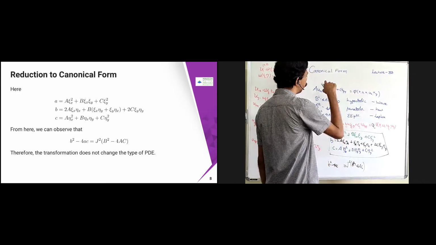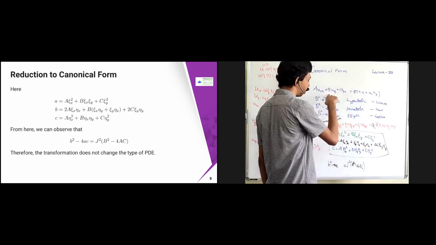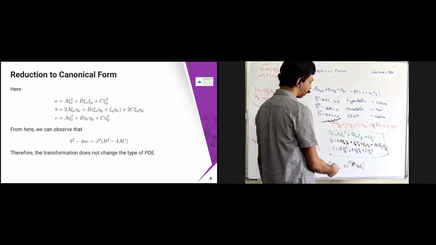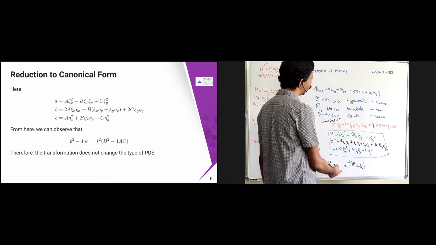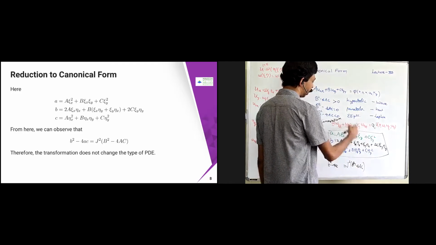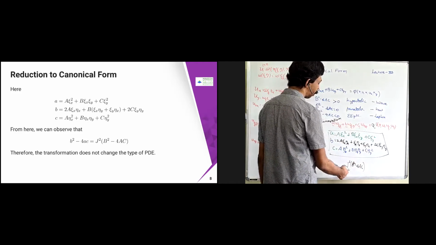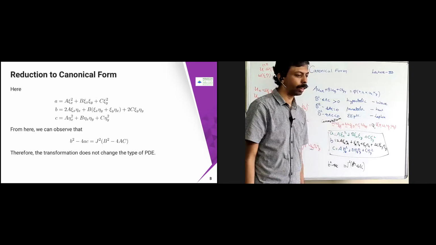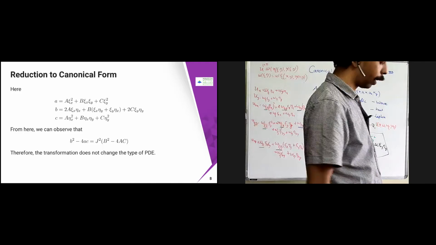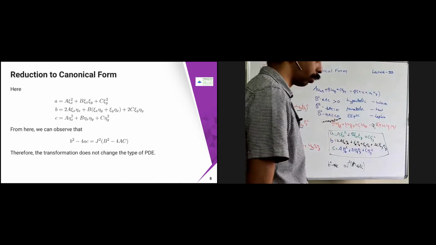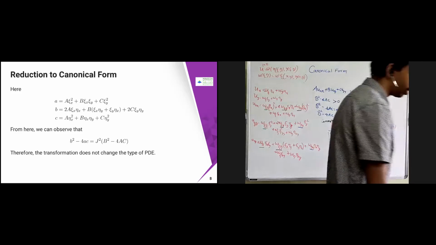Therefore, if it is hyperbolic in the given coordinate system, once you transform using the canonical coordinate system, using other variables, you are going to get a hyperbolic PDE. If it is parabolic, again this is going to be 0. If it is elliptic, this is going to be less than 0, since j square is already a positive number. So it is not changing the type of the PDE at all. If it is hyperbolic in one coordinate system, again it is going to be hyperbolic in the other coordinate system. The transformation does not change the type of the PDE.